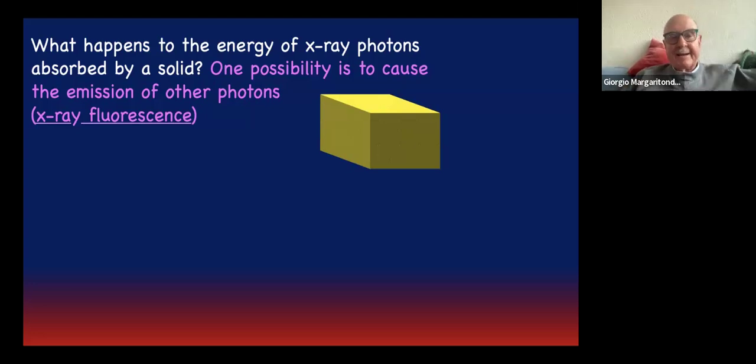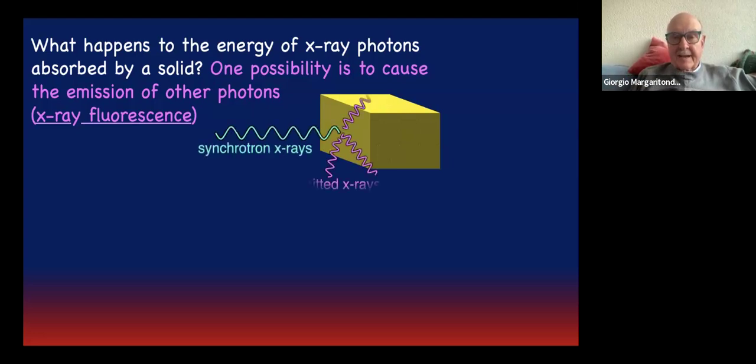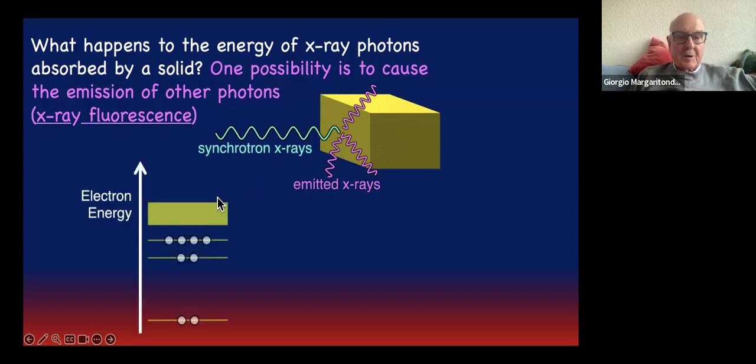Okay, now what happens to the energy of the X-ray photons that are absorbed by a solid? Well, there are several mechanisms by which you can decay, but one possibility is to stimulate the emission of secondary X-rays. Let's see what's going on. This is the X-ray from the synchrotron, and then you get emission of X-rays. And this is the energy picture.